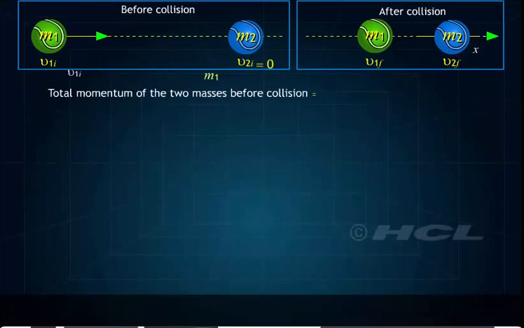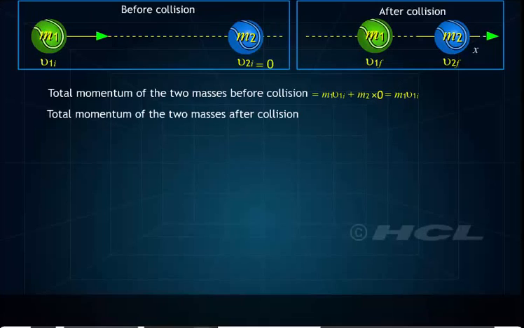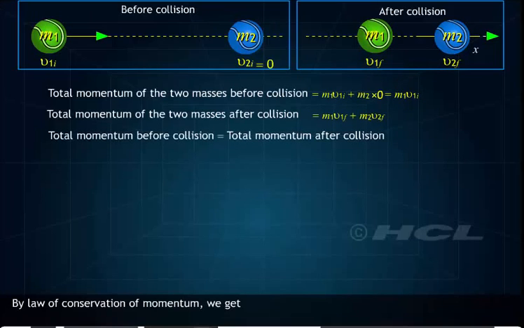Total momentum of the two masses before collision equals m1 v1i plus m2 into 0, which equals m1 v1i. Total momentum of the two masses after collision equals m1 v1f plus m2 v2f. By the law of conservation of momentum, total momentum before collision equals total momentum after collision: m1 v1i equals m1 v1f plus m2 v2f. Number this equation as 1.